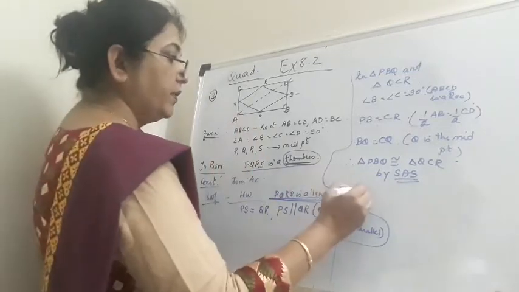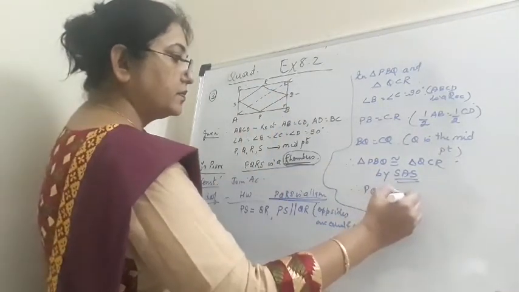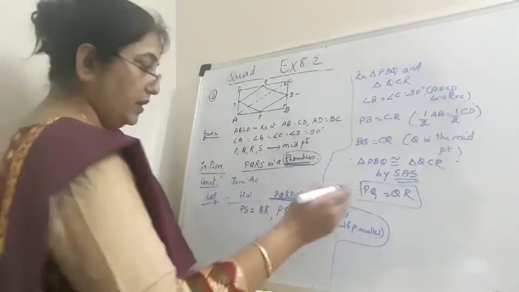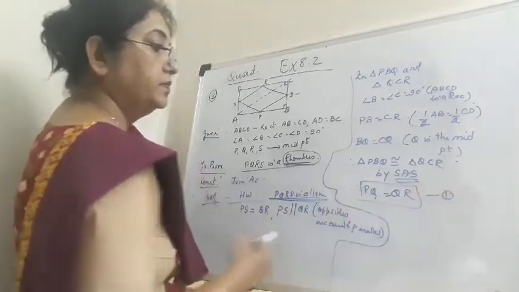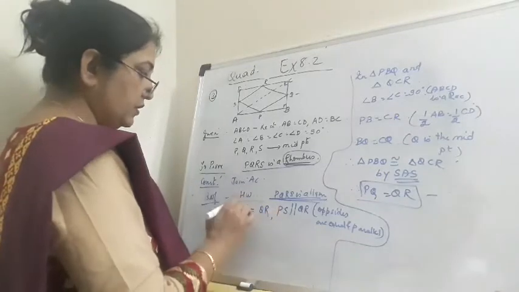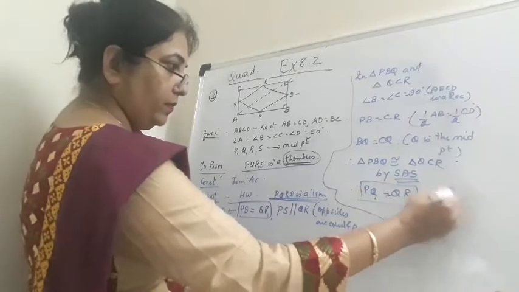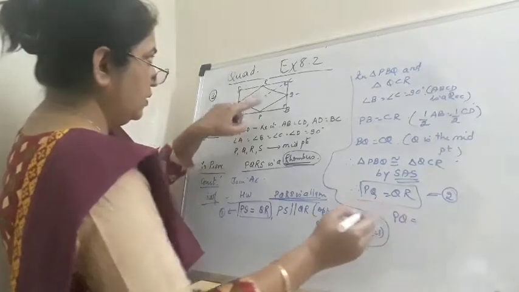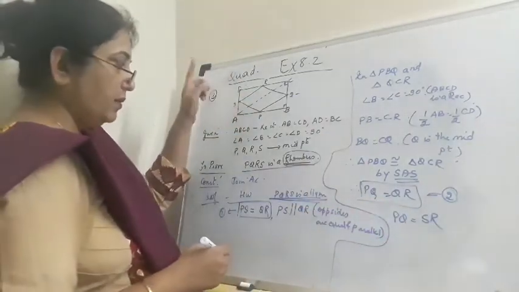So therefore, PQ is equal to QR. Okay, let us name this equation as 1, and this as 2. Now, we also know that PQ is equal to SR. Yes, because opposite sides of the parallelogram are equal.